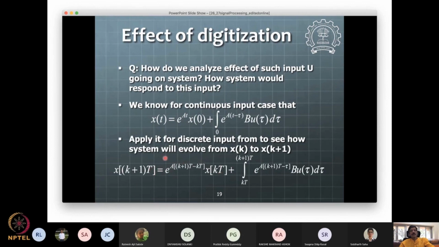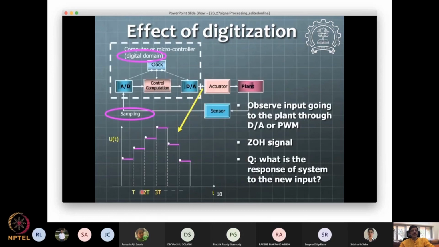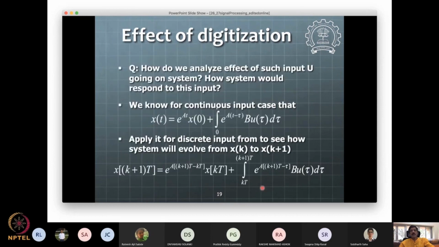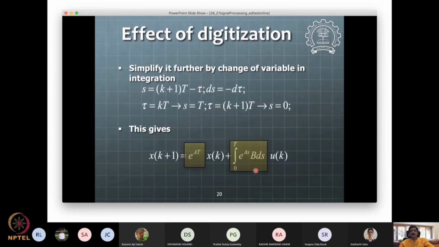This is a homogeneous part, and the interesting thing will happen over this part. Now this u of tau is going to be a constant value here. Between the values kT to (k+1)T, you have u of tau constant. So say 2T to 3T, u of t is equal to u of 2T, a constant. That constant will come out of this integral, and I get this in a much simpler form like this.